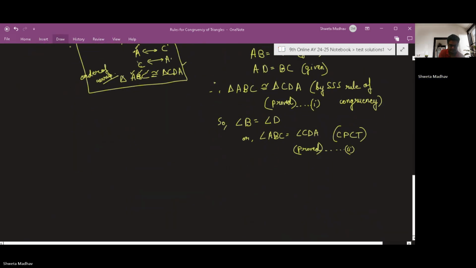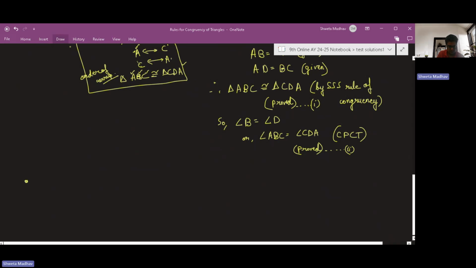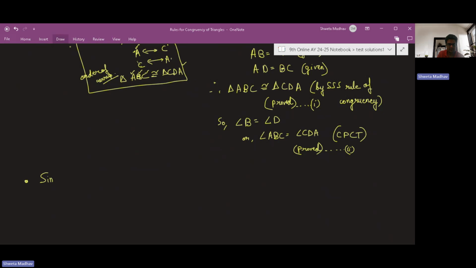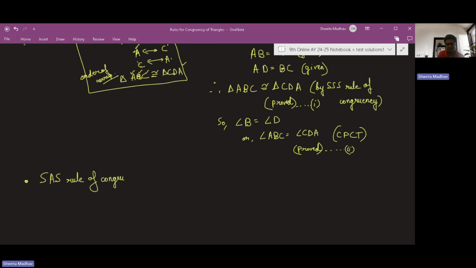Then the second rule is the side angle side congruency. Side angle side, or I can say the SAS rule of congruency. Side angle side rule of congruency.